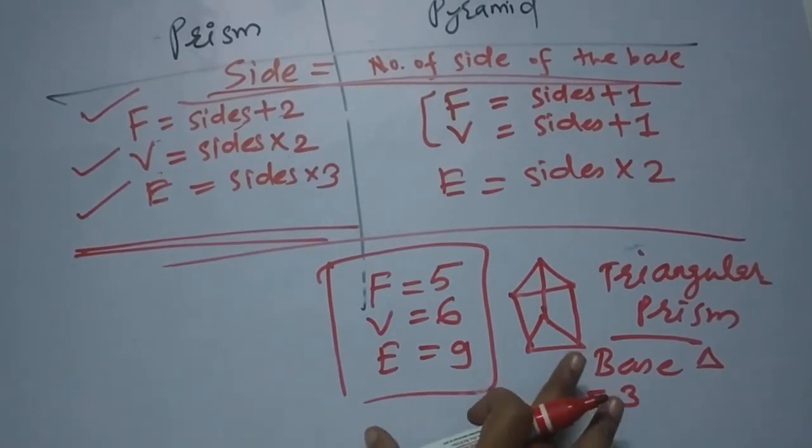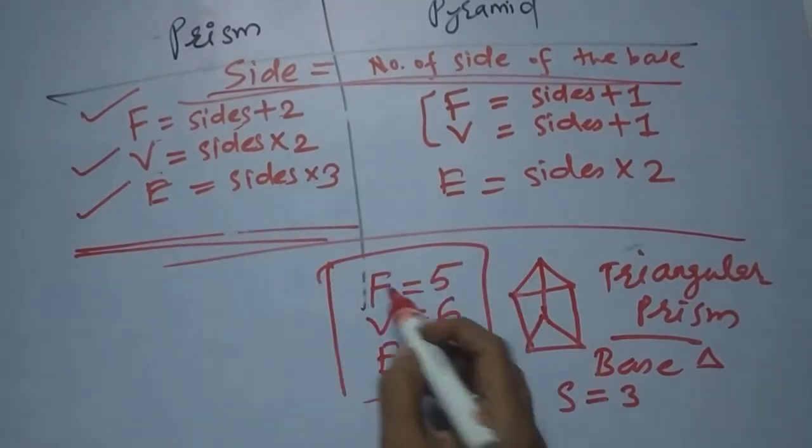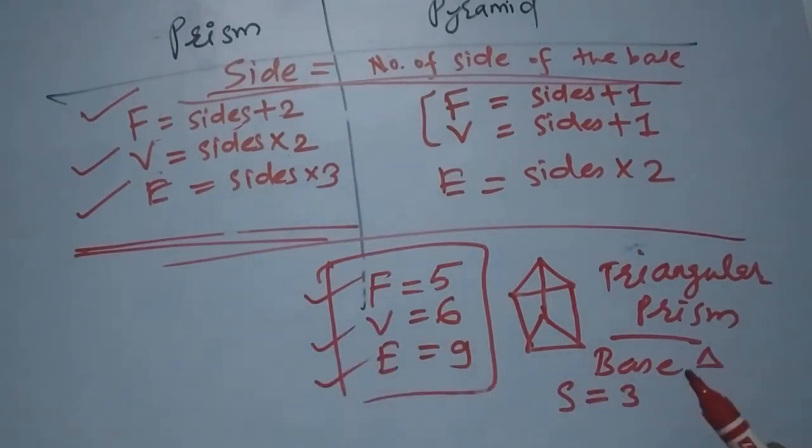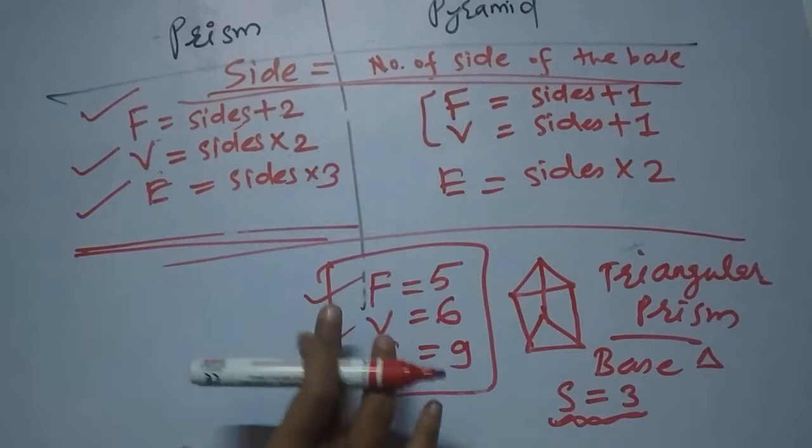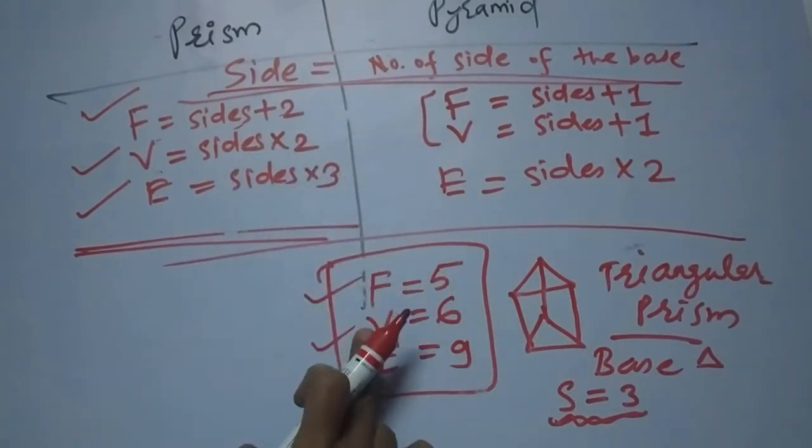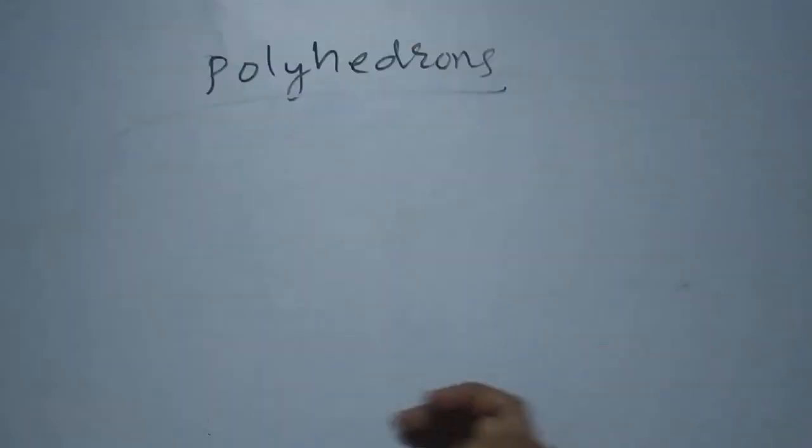So this is a shortcut formula for finding the number of faces, vertices and edges. If you know the sides, then you can do sides plus 2 for faces, sides into 2 for vertices, sides into 3 for edges. So next is what?